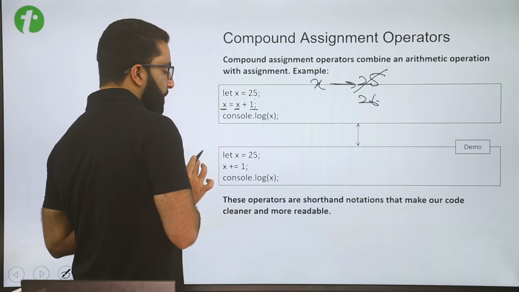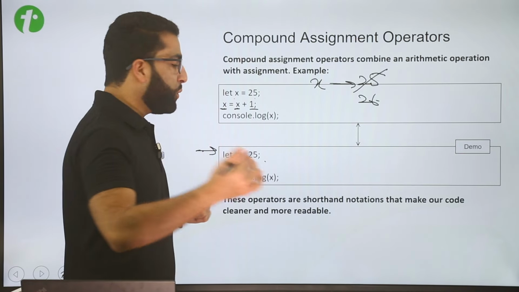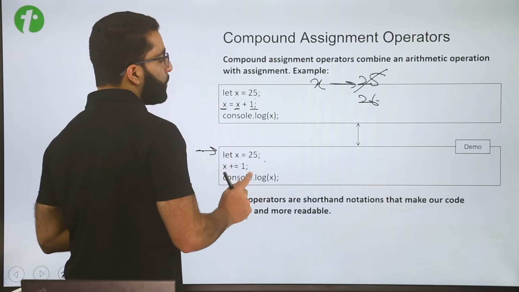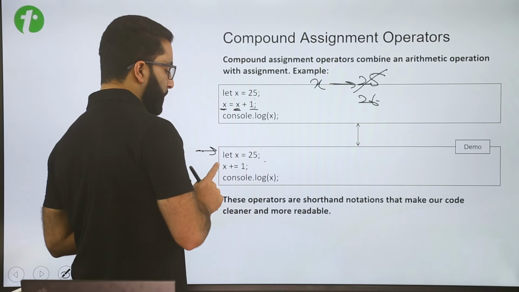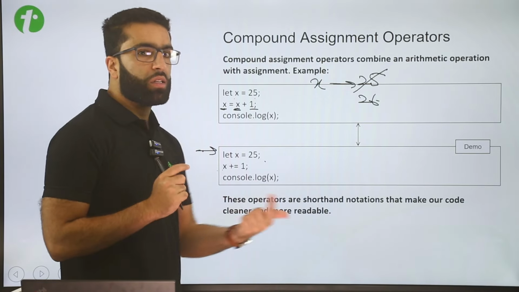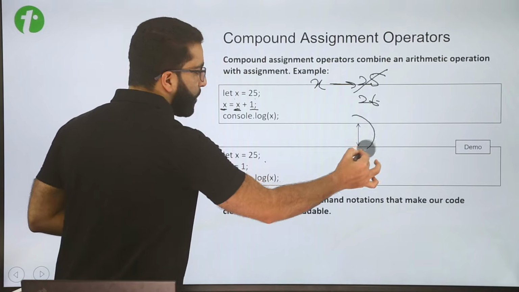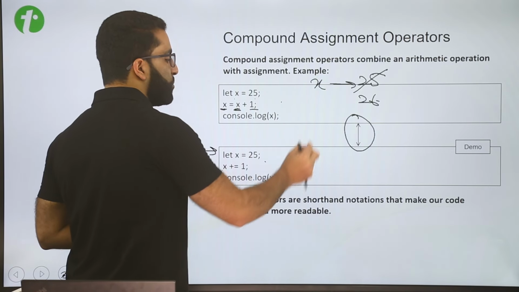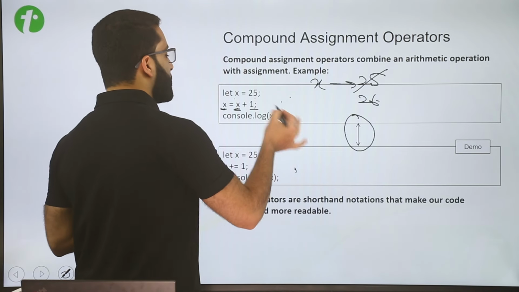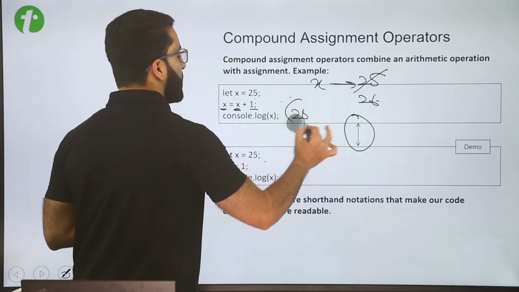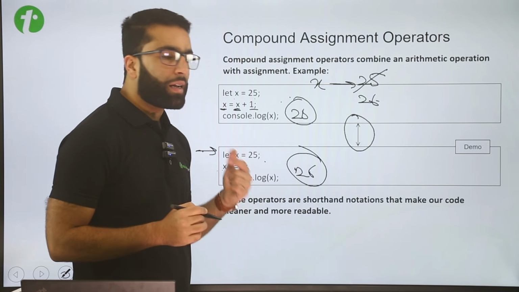As you can see here, I have the same variable x equal to 25. What I am doing is saying x += 1. Notice the difference here. I don't have to write x multiple times, but only once. So x += 1 is the same operation as this one. That's why I have marked this arrow over here, which means these two pieces of code are doing the exact same thing. So x's new value is going to be 26 here as well, and in this case it is going to be 26 here as well.